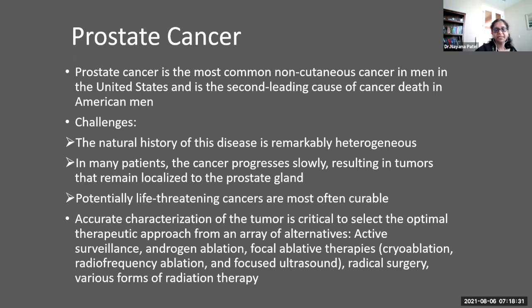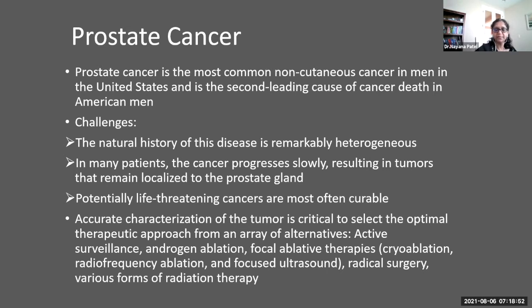In the majority of patients, the cancer progresses slowly and remains localized to the prostate gland. The detection of this low-grade, low-risk prostate cancer can lead to overdiagnosis and overtreatment. However, the intermediate and high-risk prostate cancer that could be life-threatening is most often curable. So it is important to detect this life-threatening cancer early so that it can be treated early, resulting in a cure for that cancer.